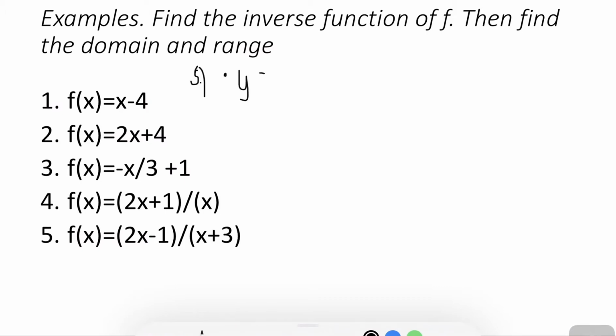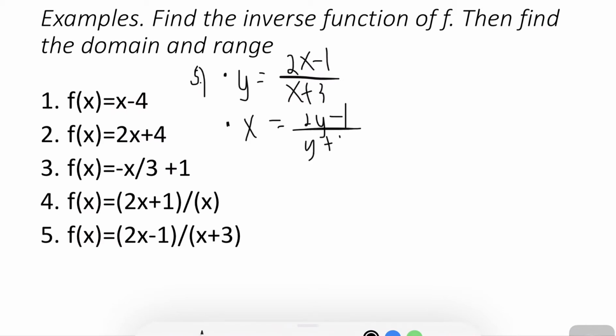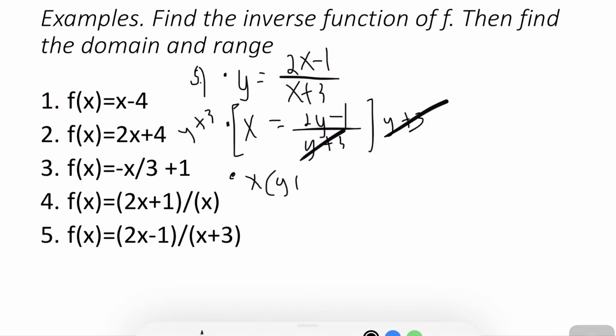Step 1, y is equal to (2x minus 1) over (x plus 3). Step 2, interchange. x is equal to (2y minus 1) over (y plus 3). Step 3, solve for y in terms of x. So again, multiply by y plus 3 on both sides. So we have x times (y plus 3) is equal to 2y minus 1.